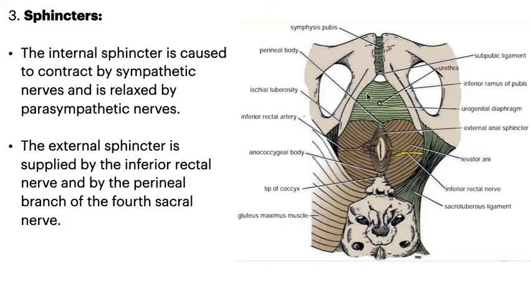So coming to the sphincters, the internal sphincter is made to contract by sympathetic nerves and relax by parasympathetic nerves, whereas the external sphincter is supplied by the inferior rectal nerve and by the perineal branch of the fourth sacral nerve.